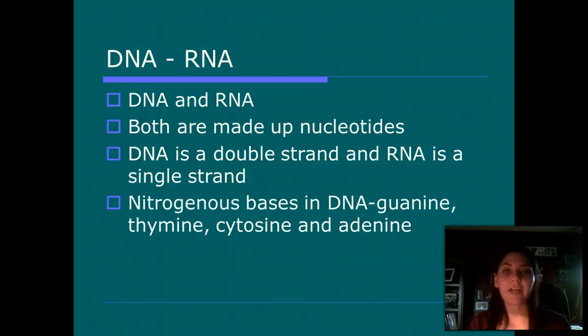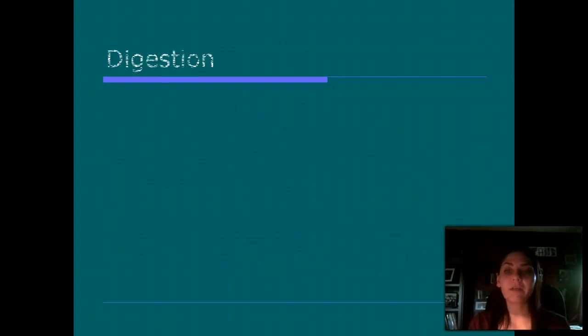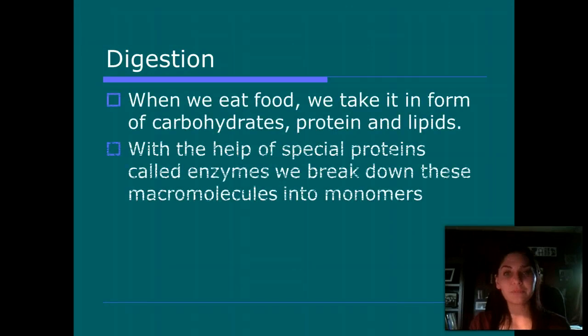So both DNA and RNA are made up of nucleotides. DNA is double-stranded, while RNA is single-stranded. The nitrogenous bases in DNA, like I just got through saying, are guanine, thymine, cytosine, and adenine. In RNA, thymine is replaced by uracil.